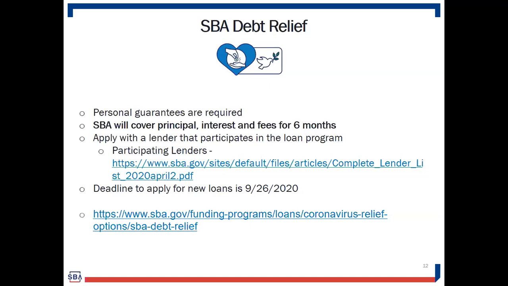So what that means is that basically it's a way for us to assist those businesses that are going to continue participating in our regular lending programs. As you can see there, there's a link to the list of participating lenders and a link to the information on the SBA Debt Relief Program. And the deadline for applying for new loans, as you can see there, is September 26th.